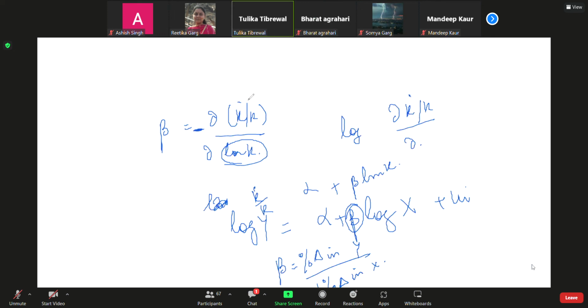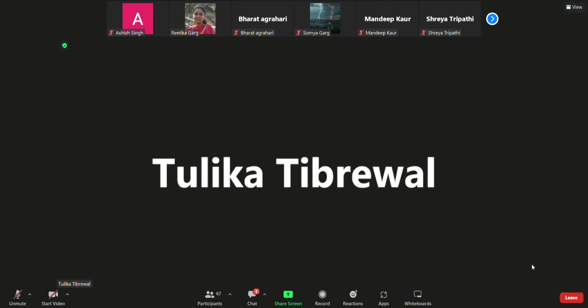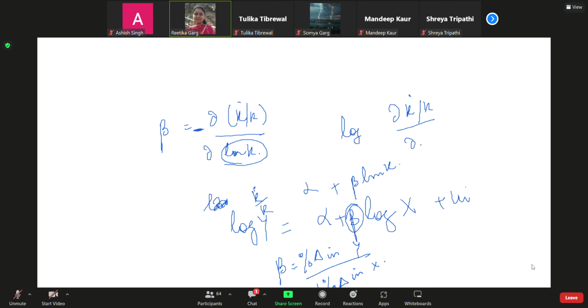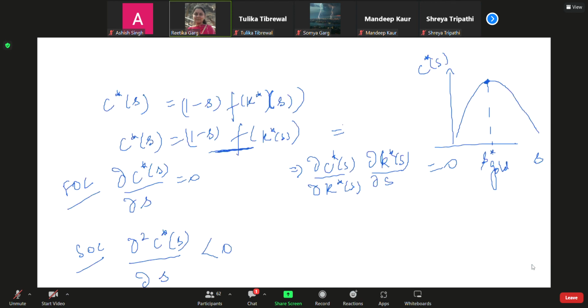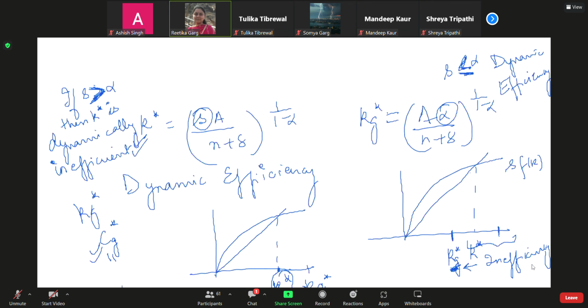Ma'am, I missed the part where you were explaining why the case to the right of K star is inefficient. Yes, so here I was saying that to the right of Kg star, you have cases of dynamic inefficiency, because at Kg star your consumption is maximum. Consumption star is maximum. To the right of K star, you have just over-accumulated your capital.